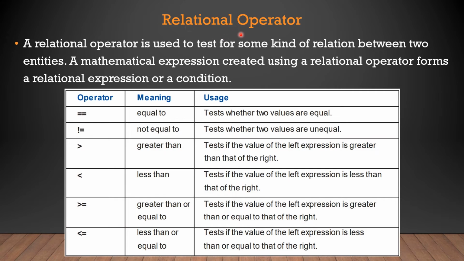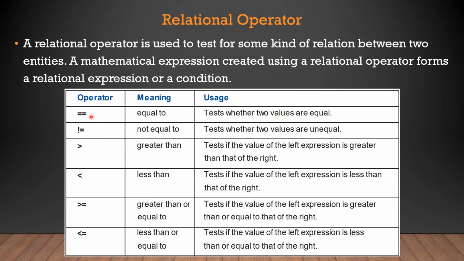Now next is relational operator. A relational operator is used to test for some kind of relation between two entities. A mathematical expression created using a relational operator forms a relational expression or a condition. As its name suggests, it will be performing some operation related to the relation between the operands. So basically here we will be provided with any two entities and their relation will be tested.